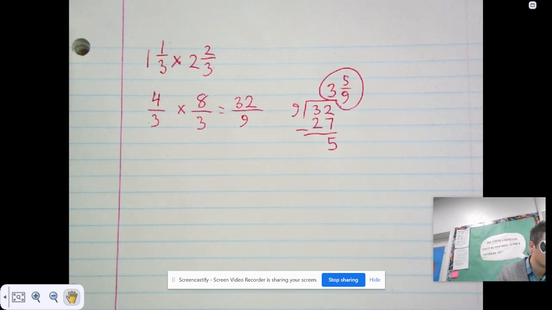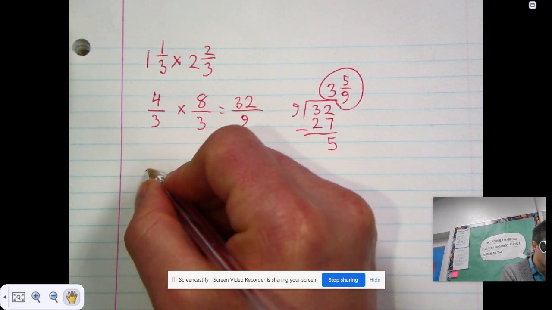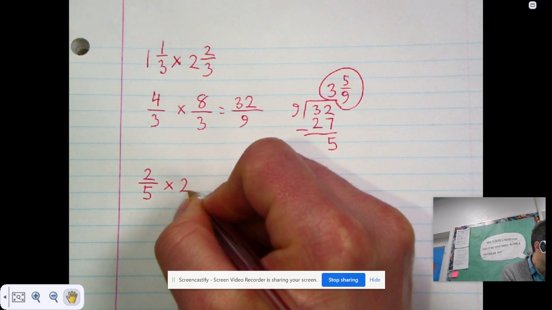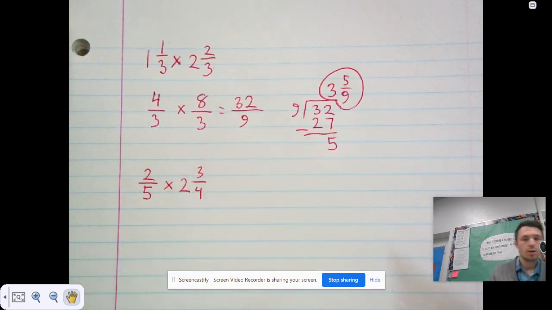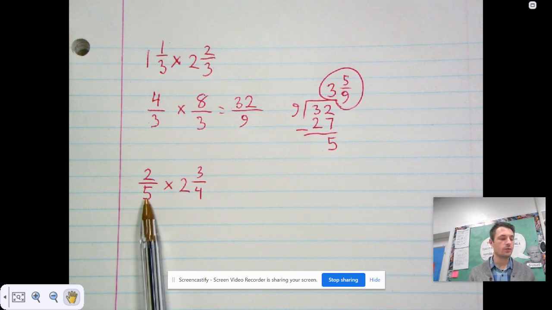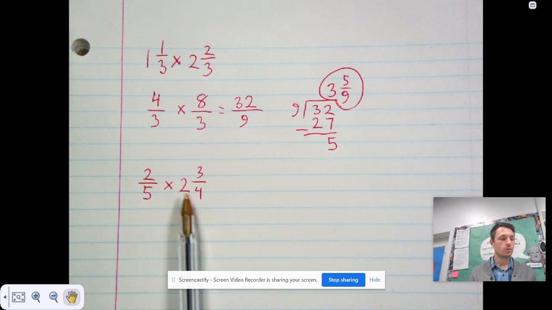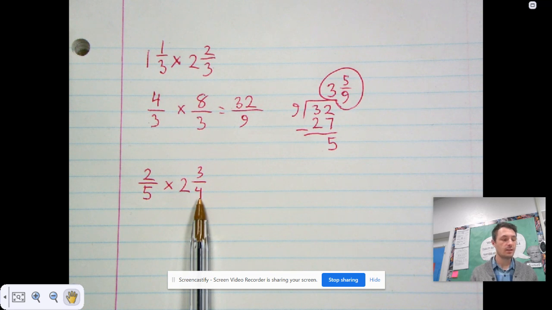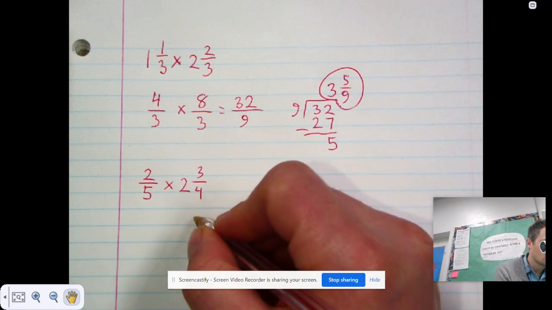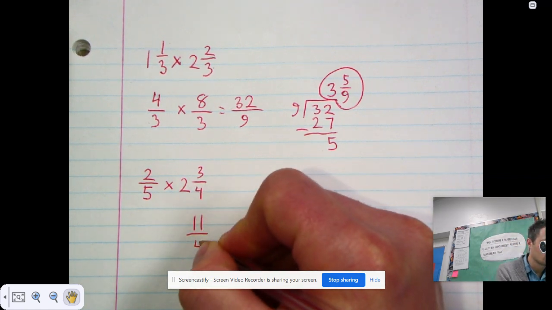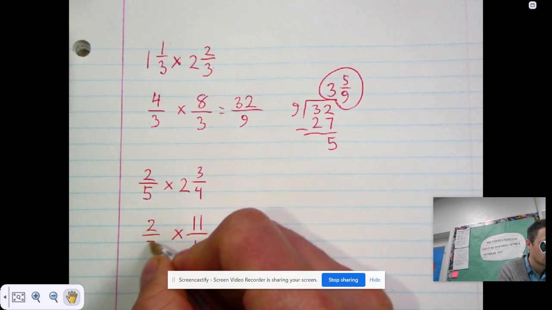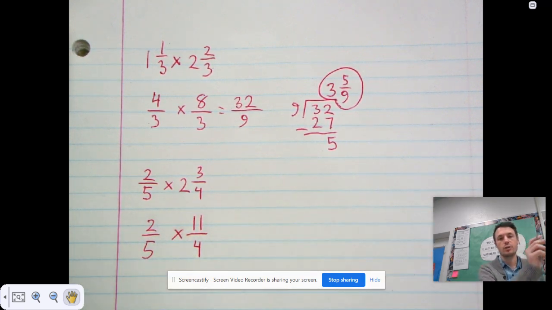Let's do another example together. This time let's do a fraction, just a regular fraction, times a mixed number. So this one, we don't have to change into an improper fraction because it's already a fraction. This one we do. 2 times 4 is 8, plus 3 is 11. So that's our new numerator, and our denominator 4 stays the same.